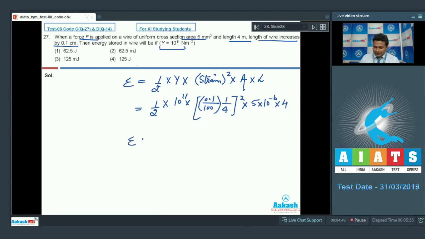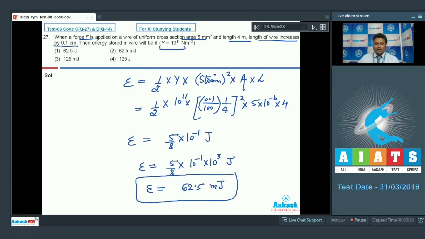Now after solving we will get 5 by 8 into 10 to the power minus 1 joule, but options are in millijoule. E will be 5 by 8 into 10 to the power minus 1 into 10 to the power 3 joule, and when we solve it we will find that E equals 62.5 millijoule. Option number 2 is absolutely correct, so option number 2. Move on to the next question, that is 28 number.